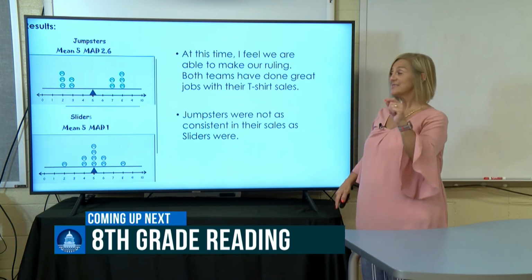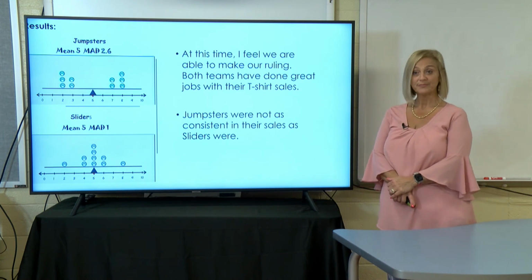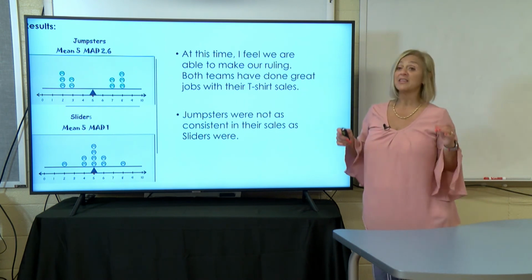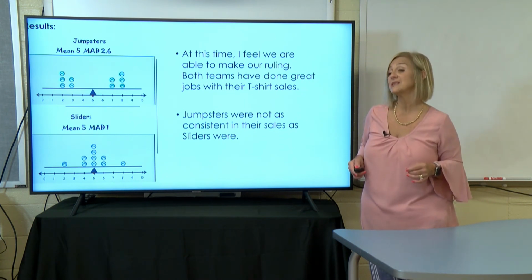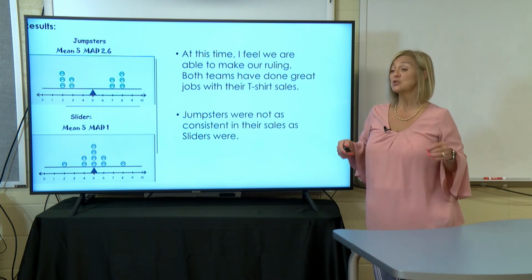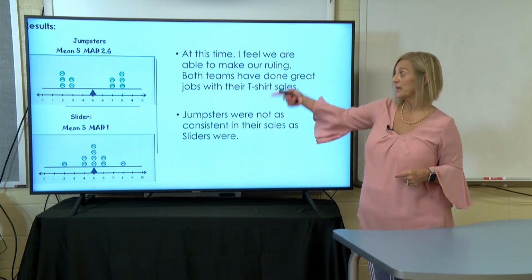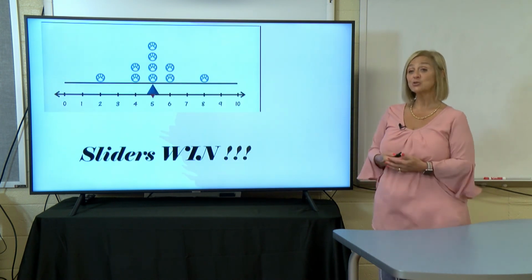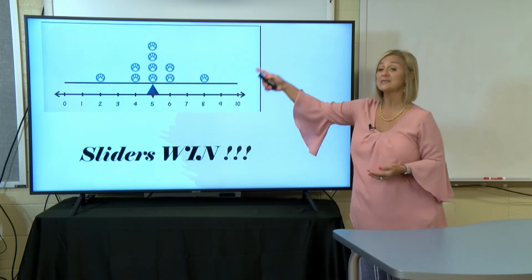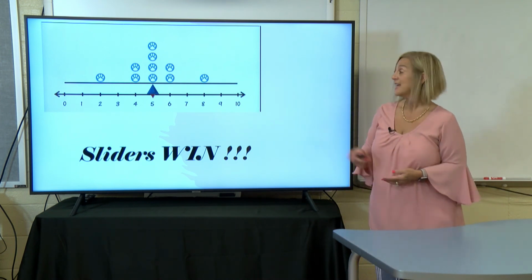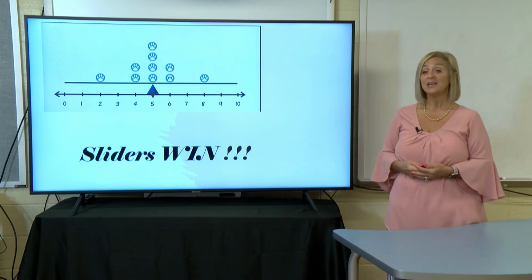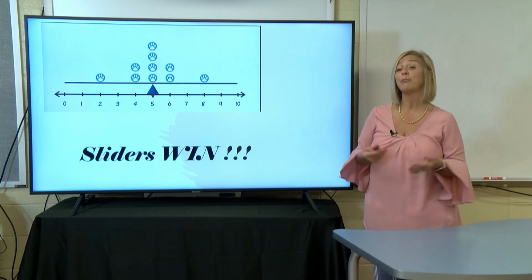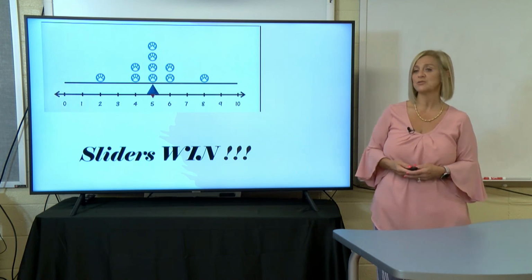So I feel at this time we can make our ruling. Do you think we can declare a winner? Both teams have done a great job, but the jumpsters' t-shirt sales were not as consistent because their MAD was higher. So do you think you can come up with the winner between the jumpsters and the sliders? Actually, we did. The sliders win. Their data was more consistent because their MAD was lower and it was more concentrated around the mean. So we can declare that the sliders win the t-shirt contest because their sales were more consistent than the jumpsters'.